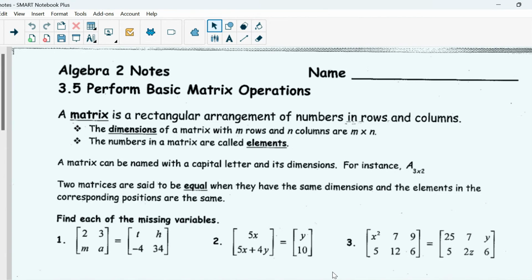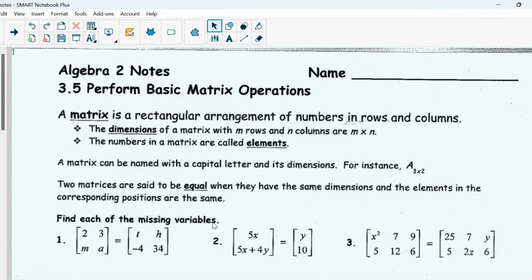So the basic groundwork here is we have matrices. A matrix is a rectangular arrangement of numbers in rows and columns. We call the rows M and the columns N. You will commonly see matrices referred to as M times N, which is just rows times columns. We call the numbers in a matrix our elements. We name matrices with a capital letter. We have matrix A here, which is 3 rows by 2 columns.